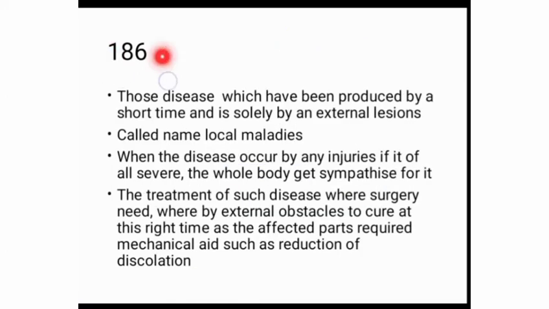Then in 186, Hahnemann described why local disease happens. Local disease occurs solely by an external lesion. That's why we call it a local malady. So an external lesion causing disease on the external surface of the body is called a local malady.